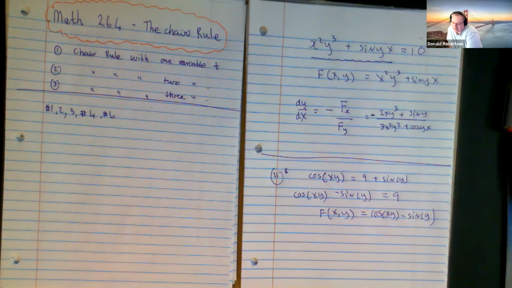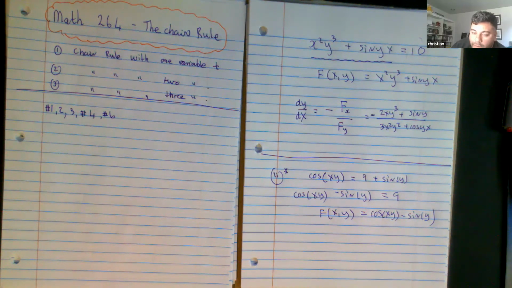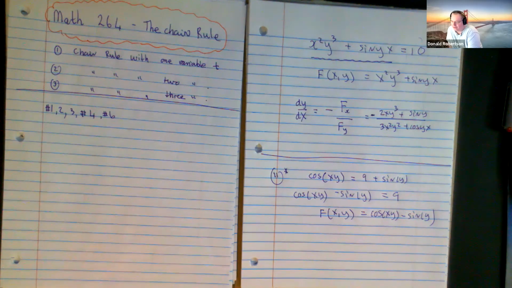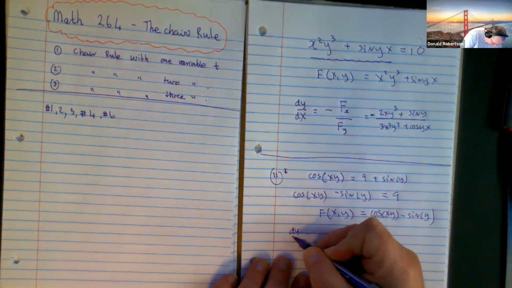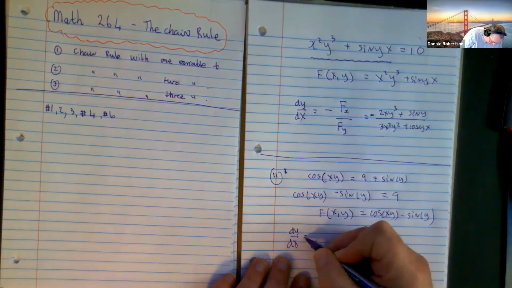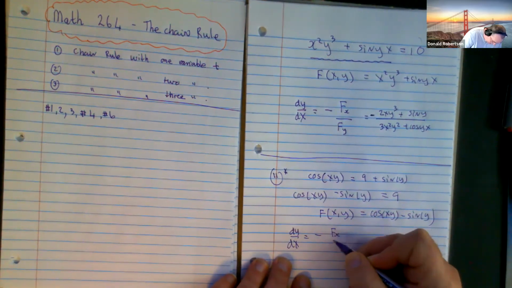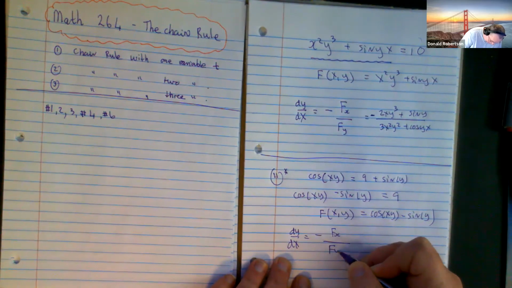Side issue. Why do I not care about the 9? Why isn't the 9 involved in this process at all? Because it's just going to disappear anyway. So why bother putting it in just to make it go away, right? Basically, nailed it. That's exactly it. So if you want to find the derivative, it's negative that guy over that guy.